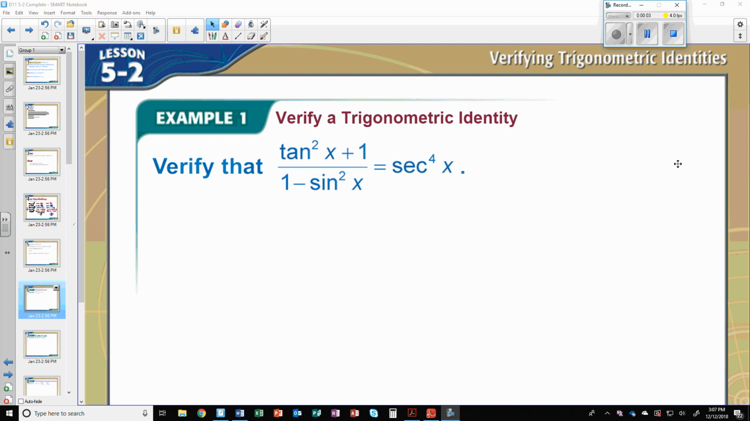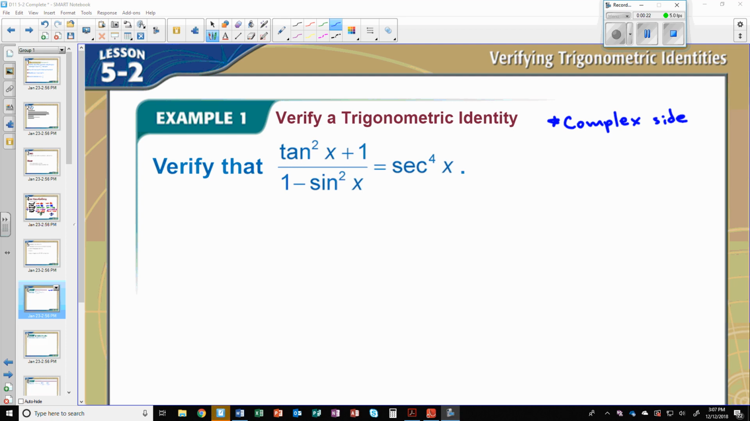Example 1. Verify that tangent squared plus 1 over 1 minus sine squared is equal to secant to the fourth power. All right, let's first start with the more complex side. That's the idea here, is start with the complex side. Okay, start with the complex side. That's the idea. It's always easier to go from complex to simple.